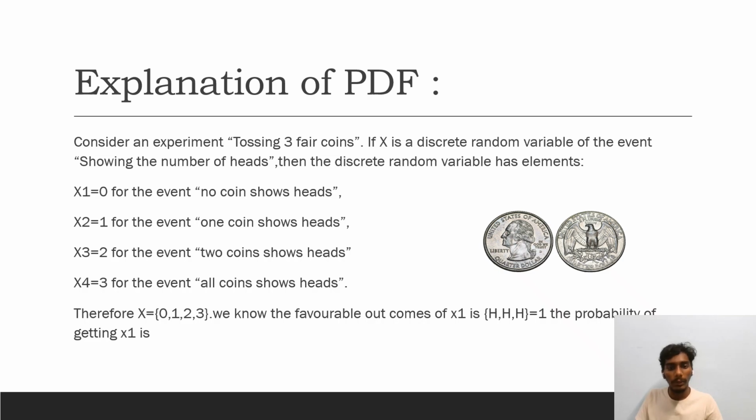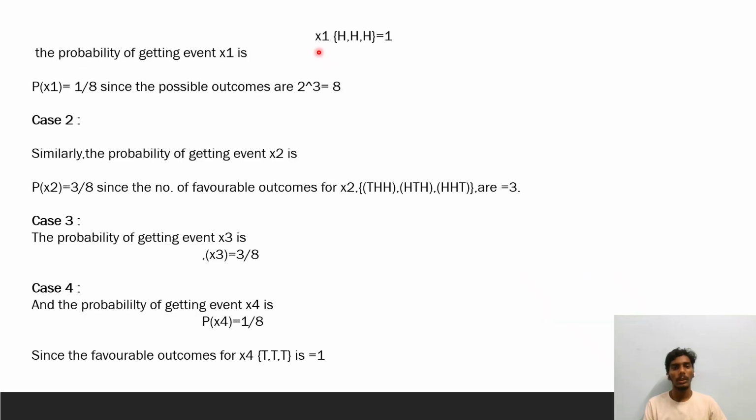We know the favorable outcomes of x1, three heads, is equal to 1. The probability of getting x1: we are taking the event x1, getting three heads, which occurs 1 time. The probability of getting event x1 is P of x1 equal to 1 by 8.